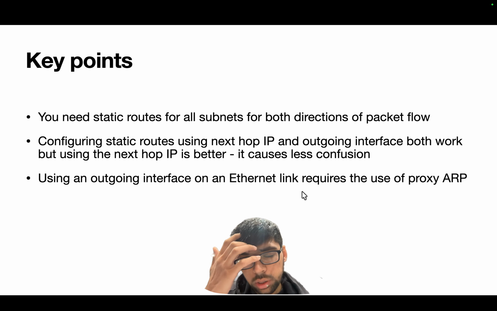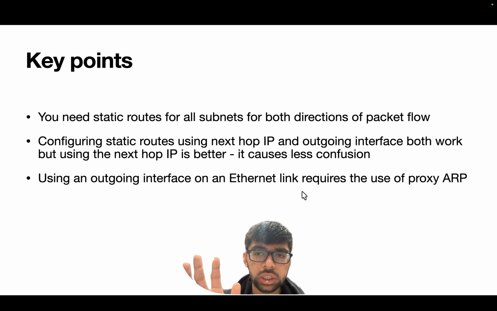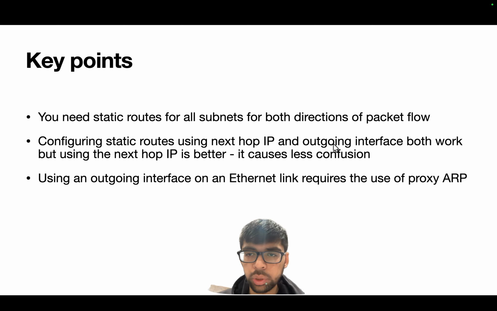So we need static routes for all subnets for both directions of packet flow. Configuring static routes using next hop IP address and outgoing interface both work, but remember we need proxy ARP with the outgoing interface. If we use the next hop IP address, that's better, it causes less confusion. And yes, using the outgoing interface on an Ethernet link requires the use of proxy ARP.